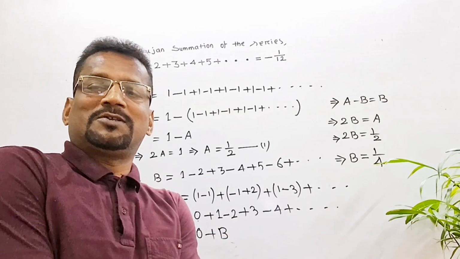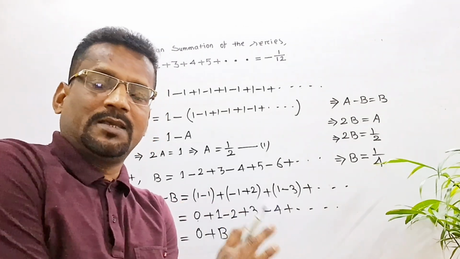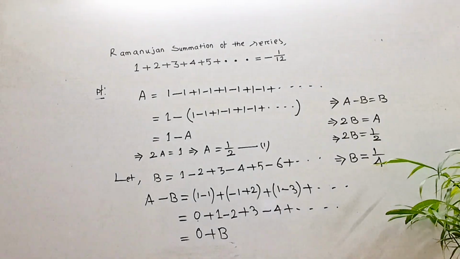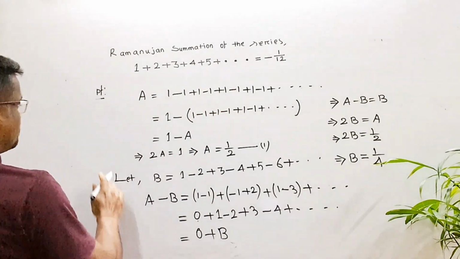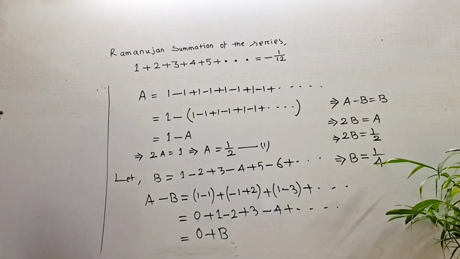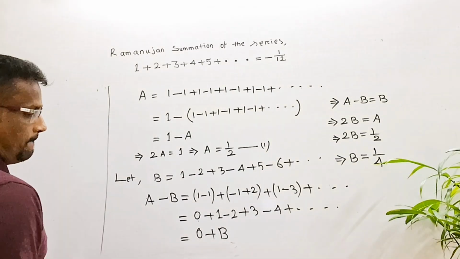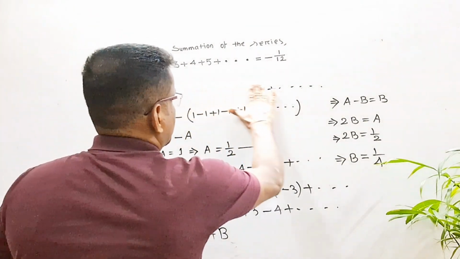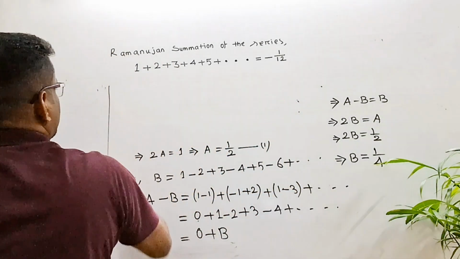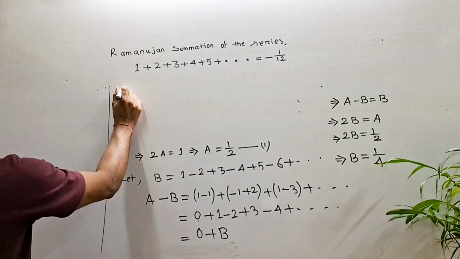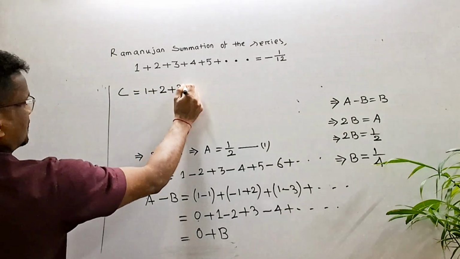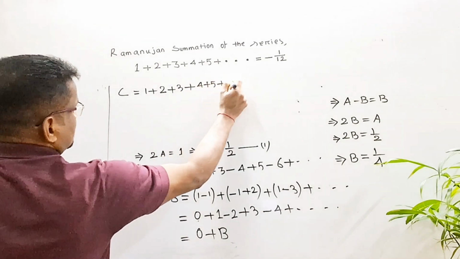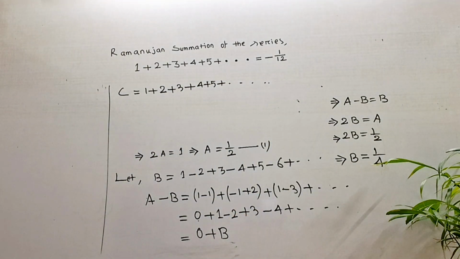Next we are going to consider the last series, that is C, by capital letter C. We are going to name it. Now the C is nothing but the main series. This you have to consider as C. Let me write here. Next, let C equal 1 plus 2 plus 3 plus 4 plus 5 plus and so on, whose sum you are going to find out. This is your C.